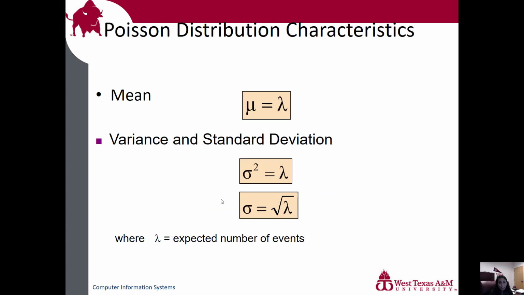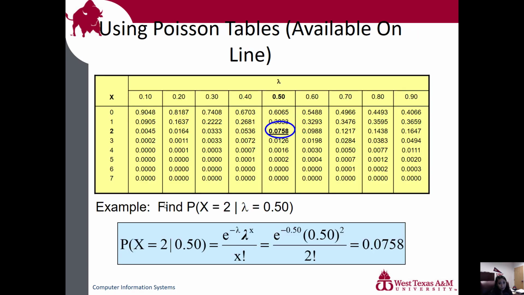This is something that is very interesting about the Poisson distribution. For the mean of the Poisson distribution, the mean is equal to the expected number of events. And the variance is also equal to the expected number of events. So your mean and your variance end up being the same value for the Poisson distribution.